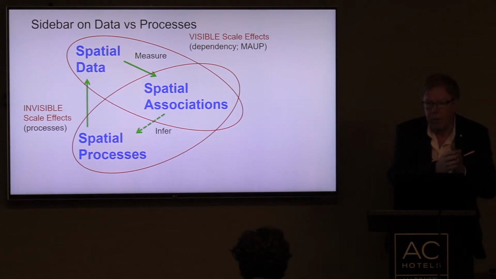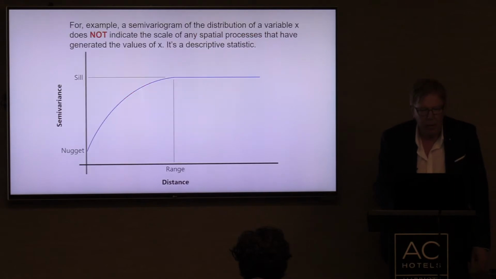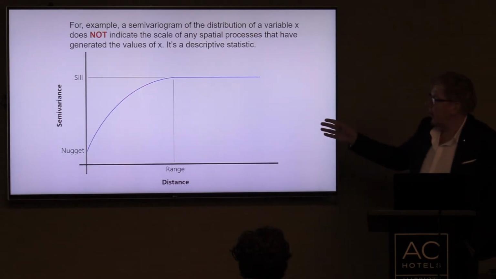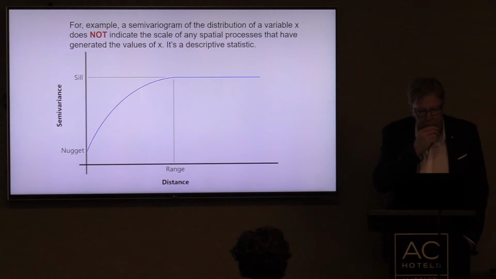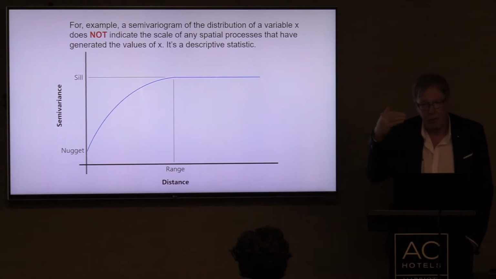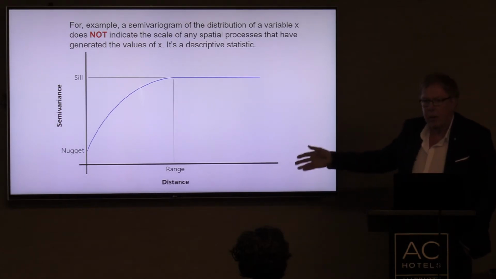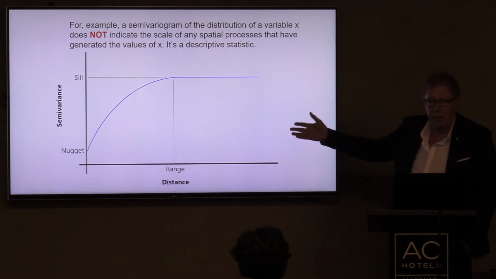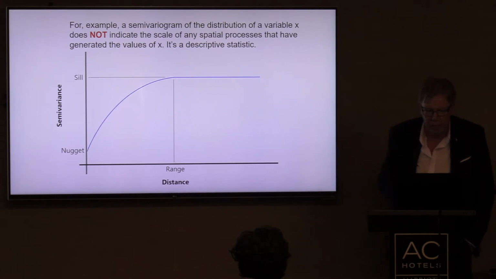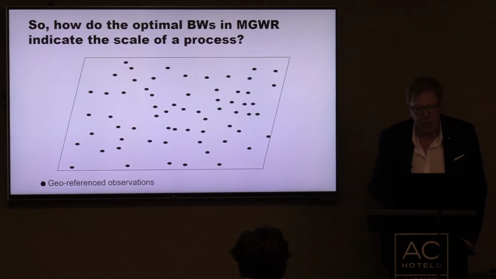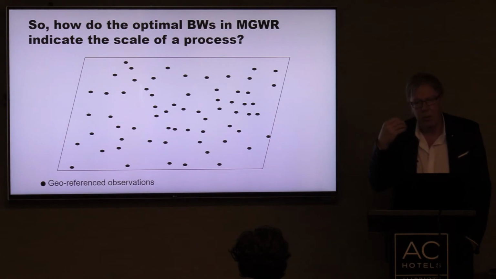There might be different scale effects in different processes. So when we look at something like a semi-variogram, we're looking at the visible portion of the spectrum. Right? It's not telling us anything about the scale at which the processes which have produced our variable are operating. Right? It's essentially a descriptive statistic. So how can we use what is a bandwidth statistic in multi-scale GWR to indicate the scale of a process, which is invisible to us?